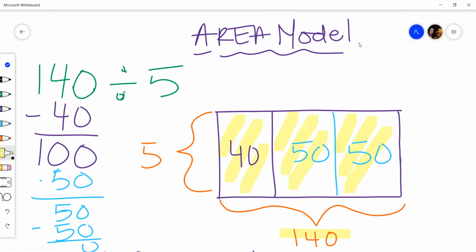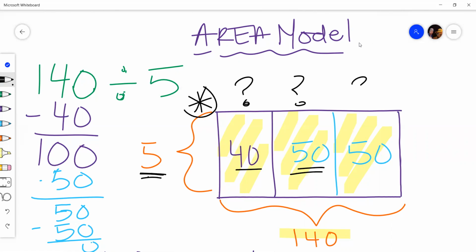Now to help me think about that area model, this is where I can use multiplication to help me solve division, because we're thinking 5 times what would get me 40, and then 5 times what would get me 50, and then 5 times what would get me the other 50. And when I have those answers, I'm just going to add those together, and that's the division part, because I'm thinking about these parts that I use.